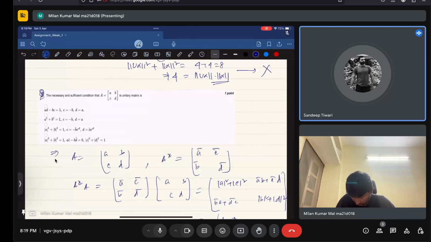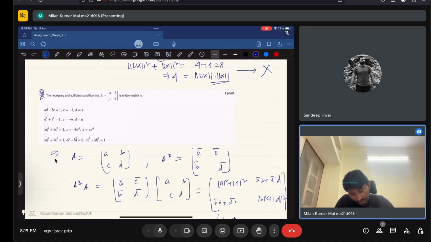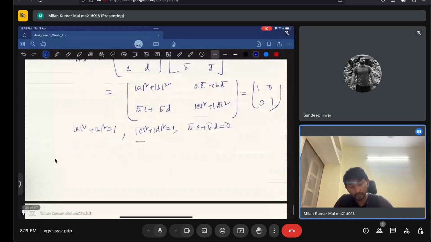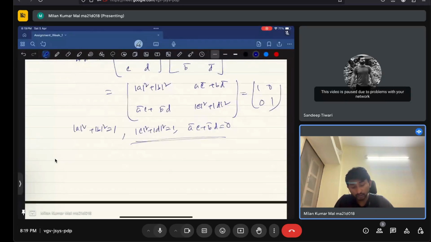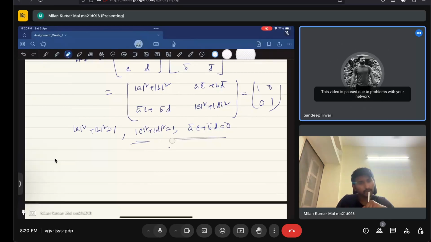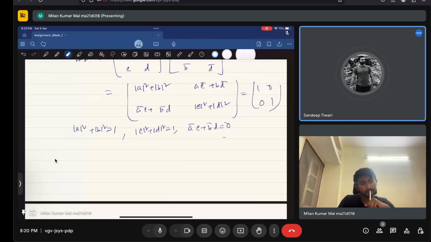Sir, option C is correct. Okay, this is correct. We have to extract from here. I think we have to take C equals to cos theta, or find it, sir, in terms of determinant. If you find determinant of A star, it will be 1.